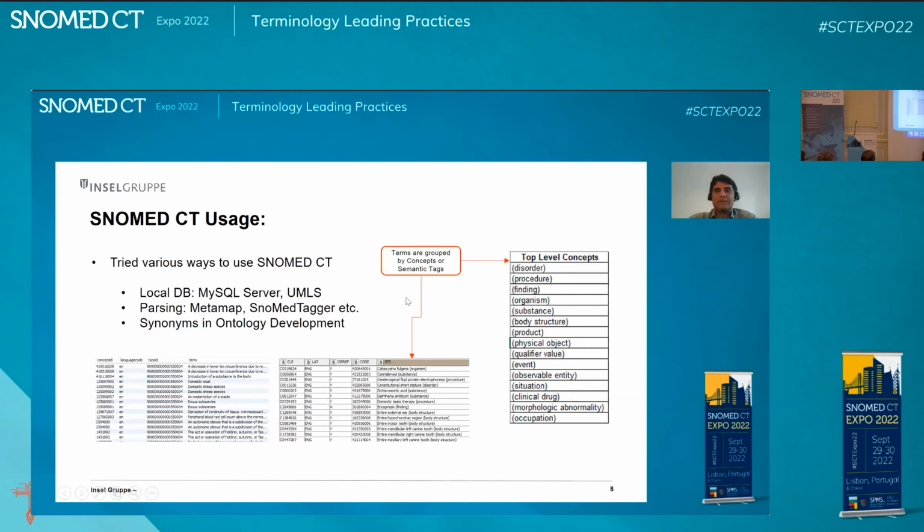In addition to that, with terms, SNOMED also offers top level concepts, which are terms grouped by different concepts, or in a terminology server what you call semantic tags. So here you can see the top level concepts, which are disorder, procedure, finding, organism, substance, body structure, etc. I'm going to discuss this more in the next slides.